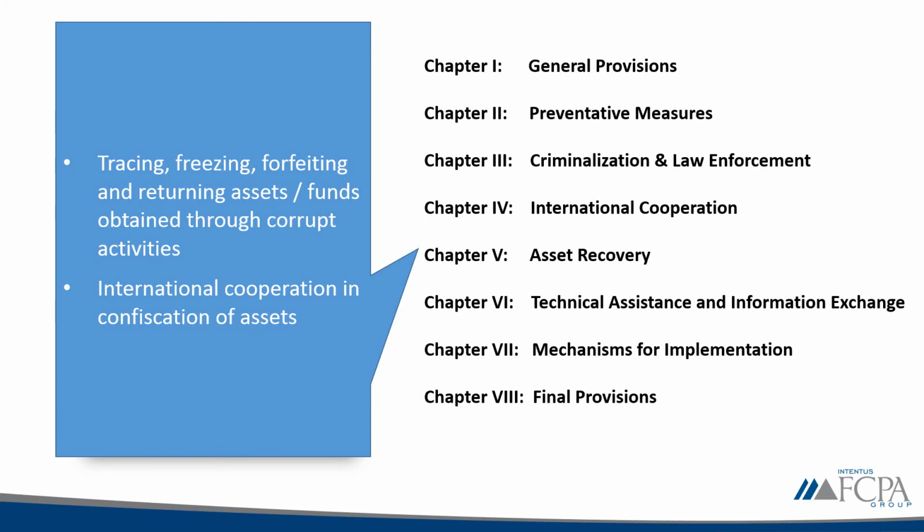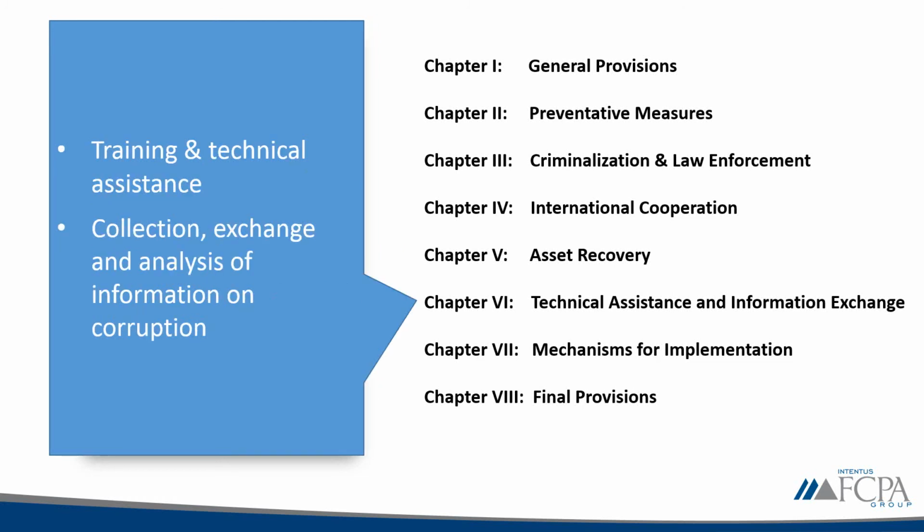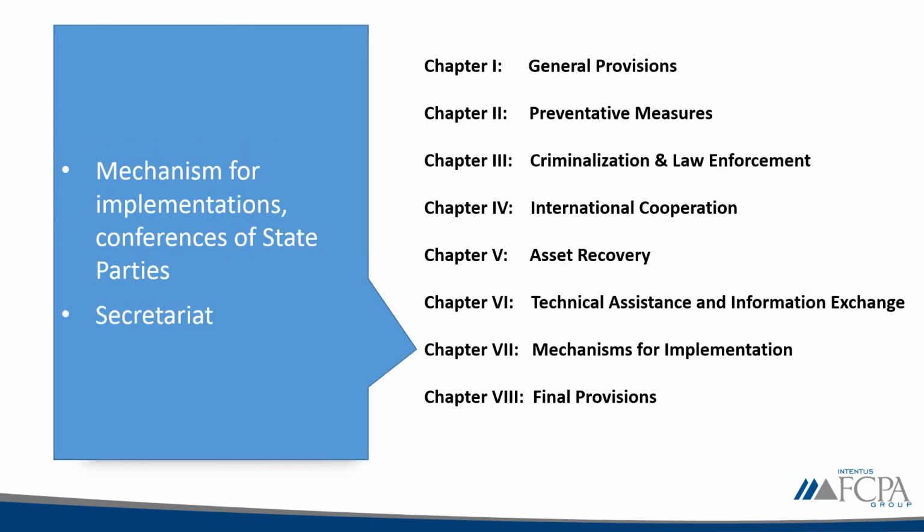Chapter 5 talks about asset recovery. This is important, and we'll address this a little bit more later. It covers tracing, freezing, forfeiting, and returning of assets and funds obtained through corrupt activities, and international cooperation in confiscation of assets. Chapter 6 talks about technical assistance and training, also the exchange of information, and the collection and analysis of statistical information on corruption.